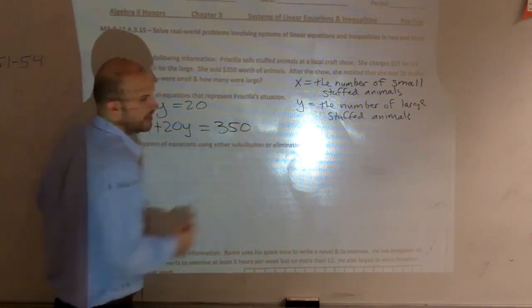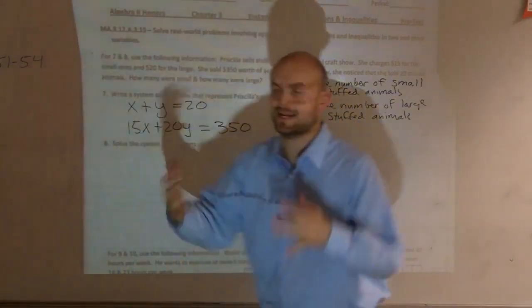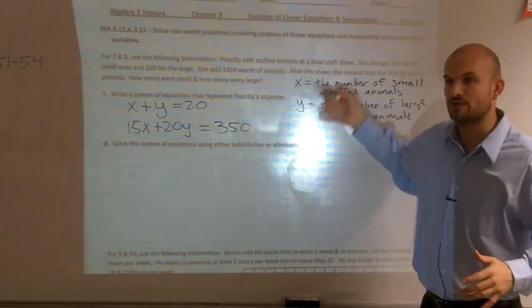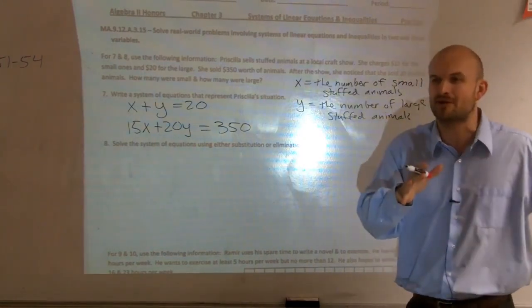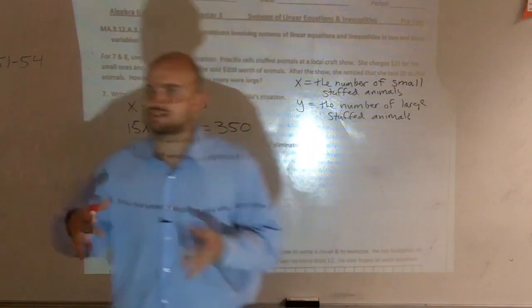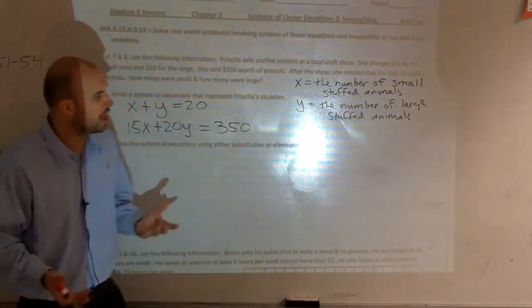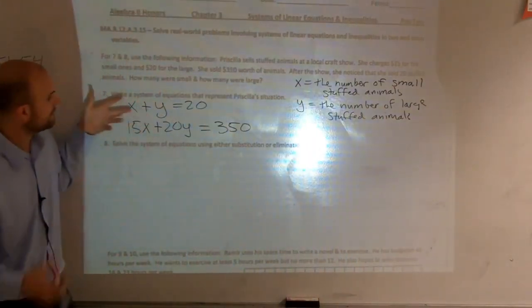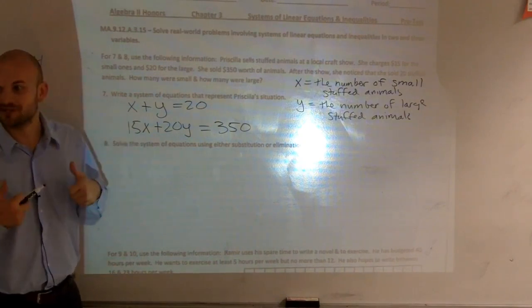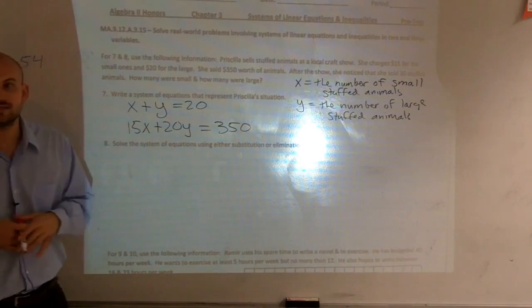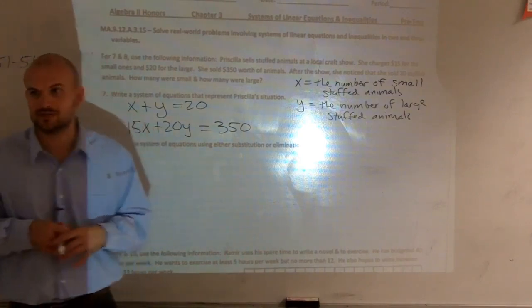Now the main important thing: with two variables, you know you're going to have to do two equations. So you want to separate that out, because one is talking about numbers and the other one is talking about cost. Now, do we have two equations with two variables? We're looking good. Can we solve this by either substitution or elimination?